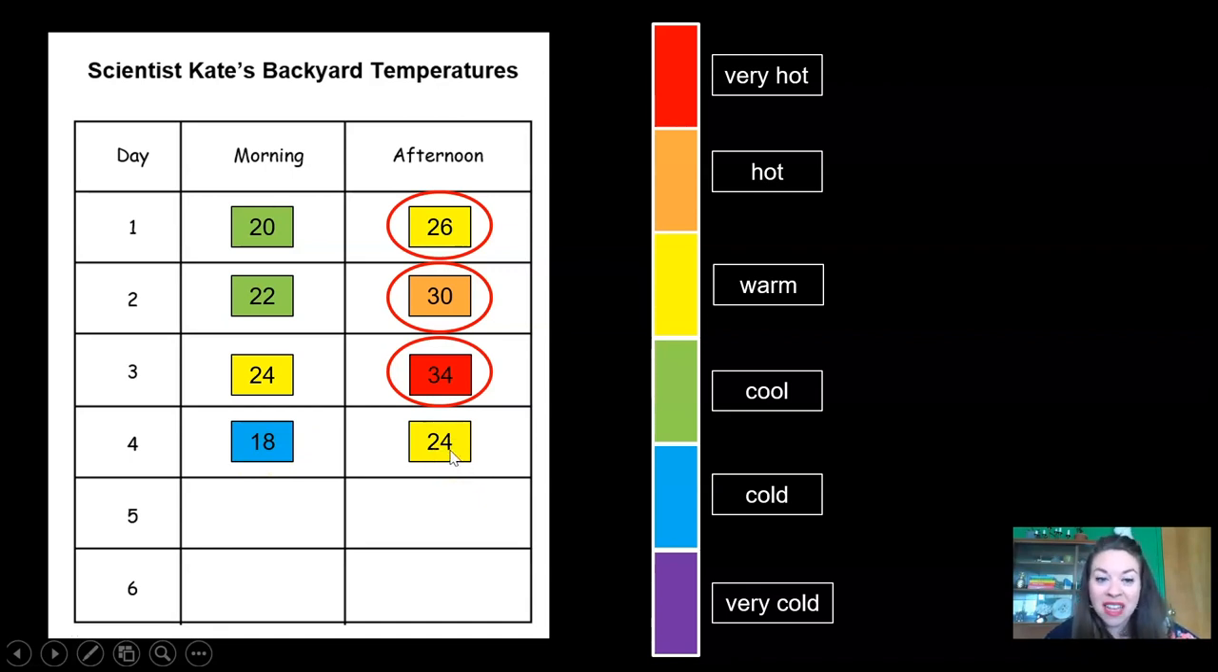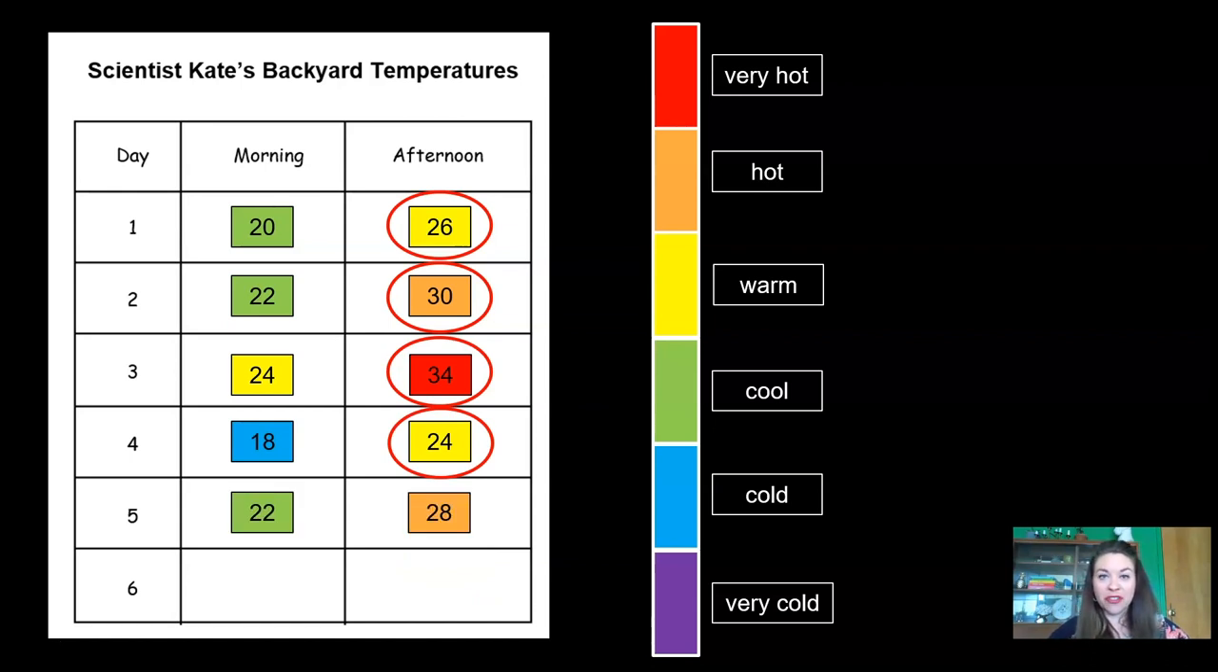And the box is yellow, which means warm. So which is warmer, the morning or the afternoon? Yeah, the afternoon again. Okay, let's look at day 5. 22 was the morning. 28 was the afternoon. I'm going to give you a second to look and point to the temperature you think is warmer.